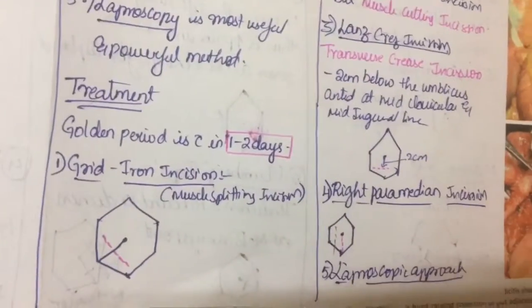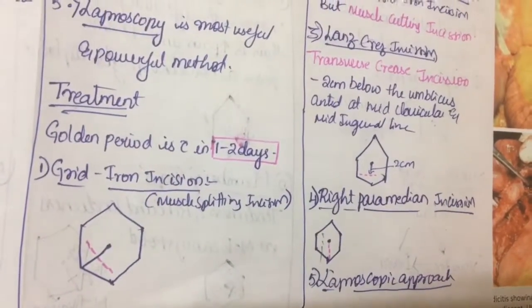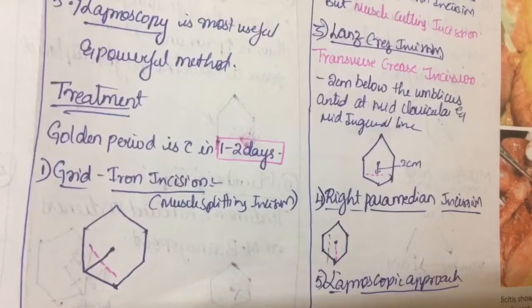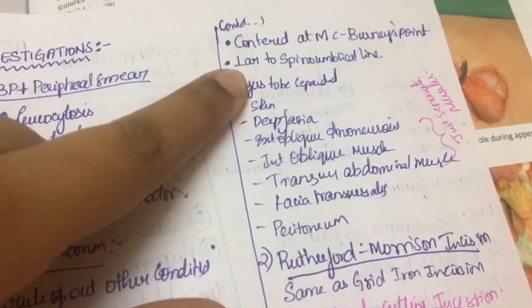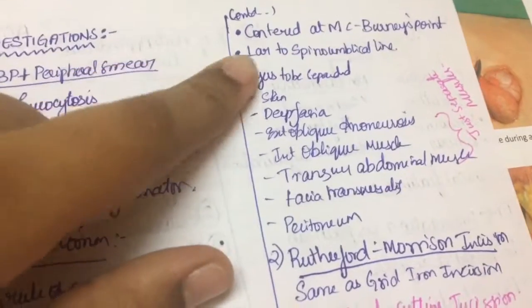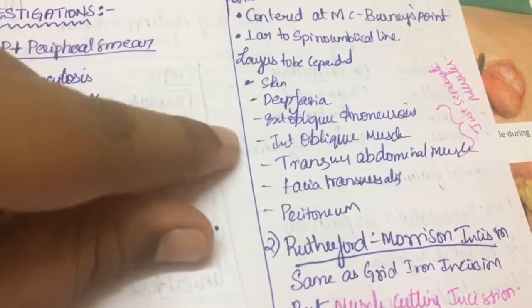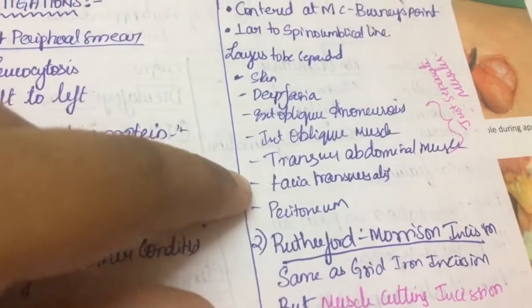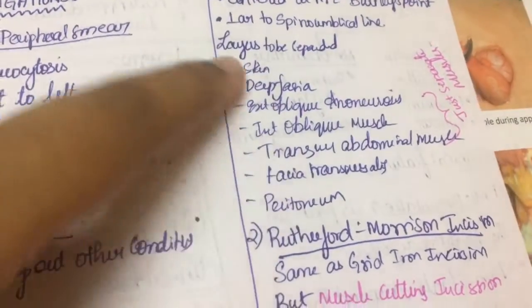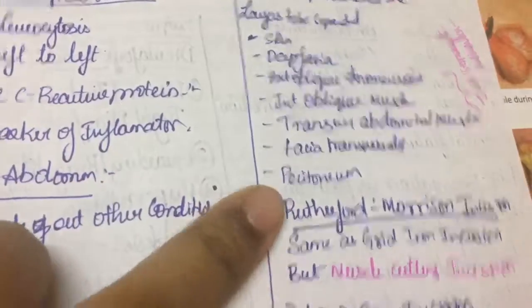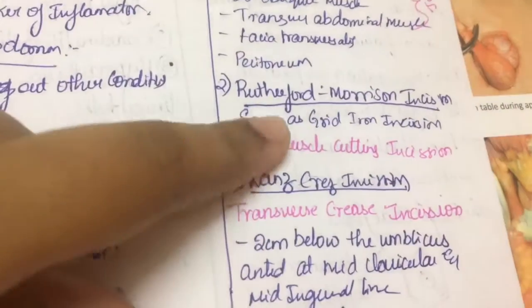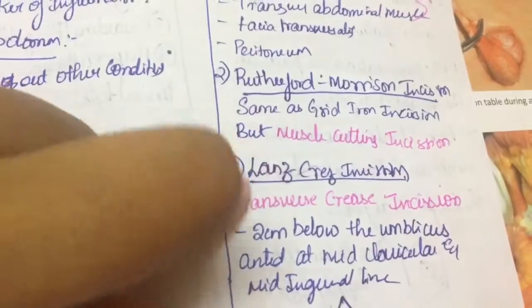Treatment is surgery in the golden period within 1 to 2 days. Gridiron incision or muscle splitting incision is centered at McBurney's point, perpendicular to the spinoumbilical line. Layers to be separated are skin, deep fascia, external oblique muscle, internal oblique muscle, transversus abdominis muscle, only by splitting incision, and peritoneum. Rutherford Morison's incision is the same as gridiron incision, but this is a muscle cutting incision.